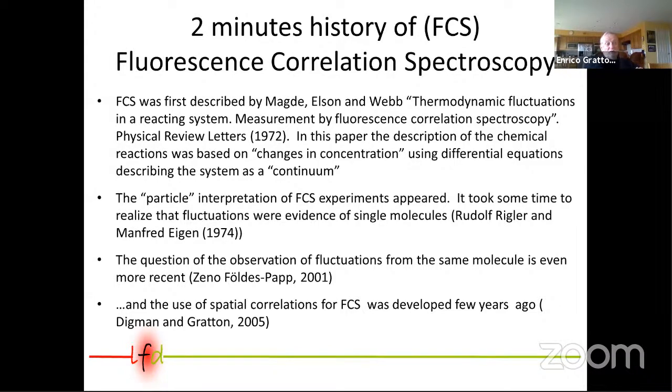In the description I have given until now, I described how the fluctuation in intensity is caused by one molecule entering and exiting the excitation volume. But how can we know if it's the same molecule or another molecule? That concept has been discussed in the literature in many different papers. I quote here Zeno Földes-Papp's paper, from 2001 in Biophysical Journal. And I think I am the only one who ever read this paper. But this concept is very important, as you will see.